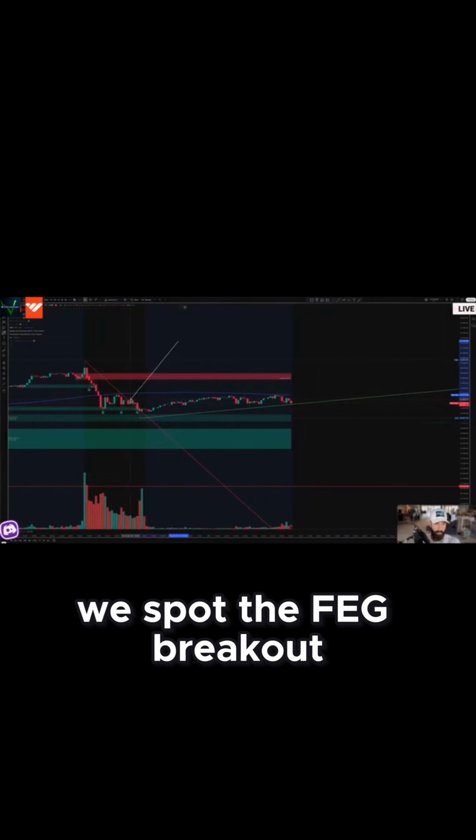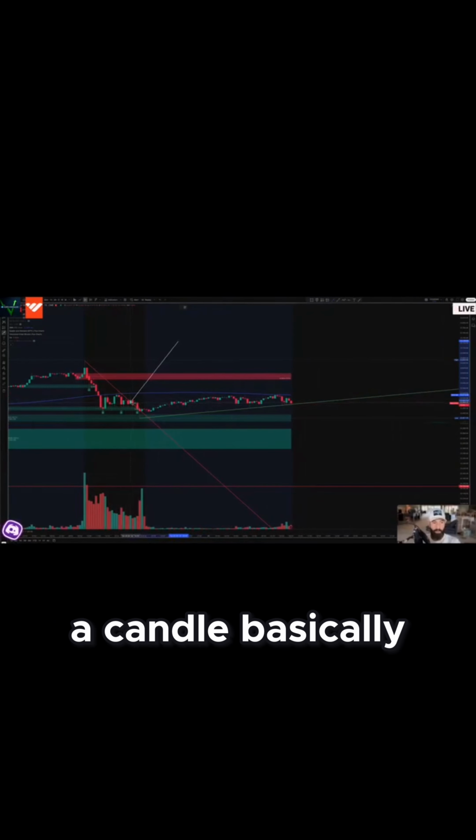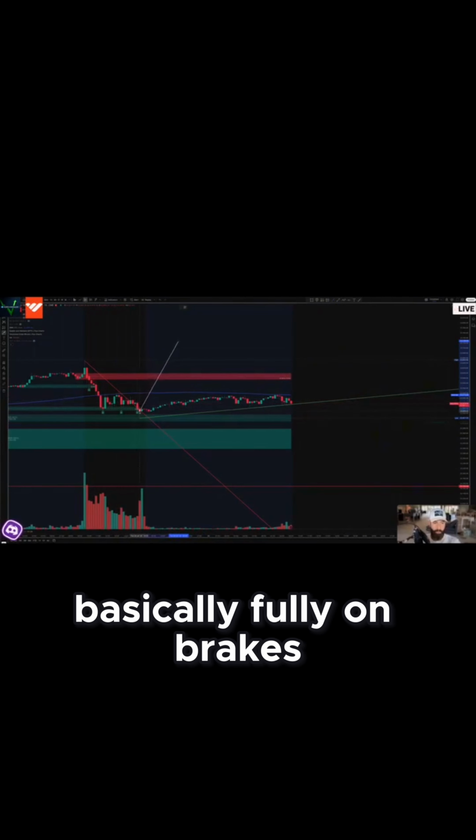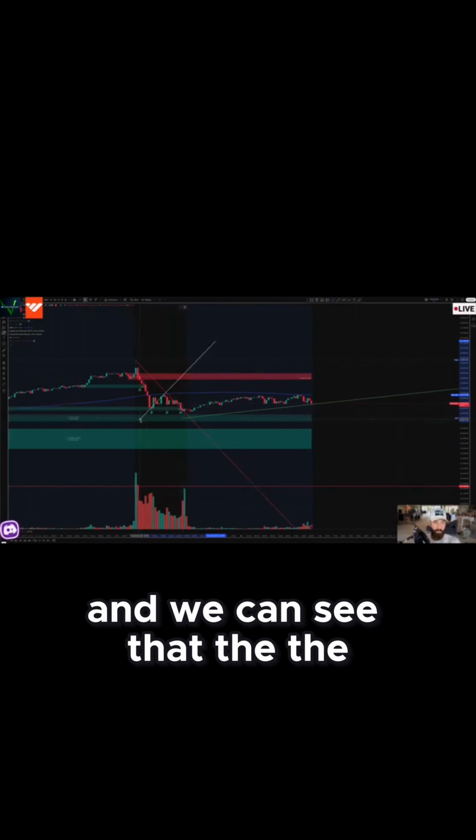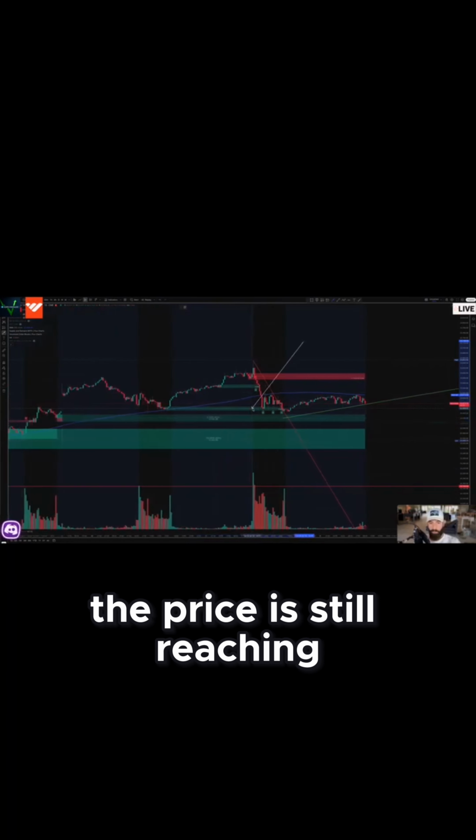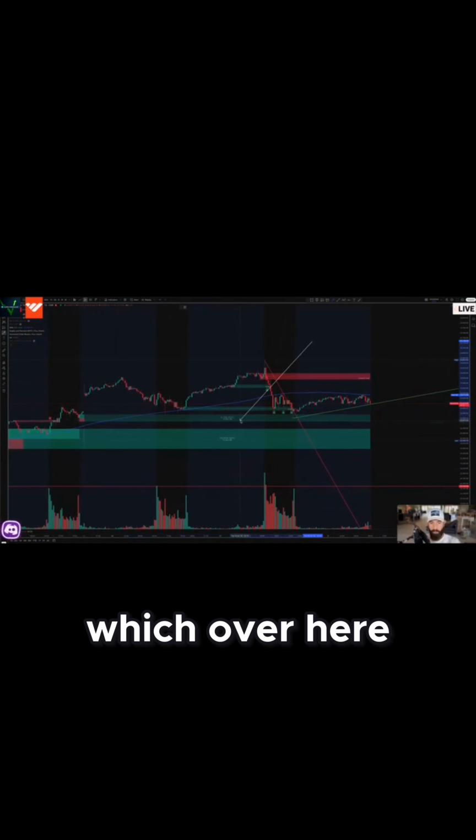spotted as a fake breakout. How do we know it's a fake breakout? We have a candle which closed with the wick over here. It's not fully on breaks, and we can see that the price is still reaching out to the demand area, which is marked over here.